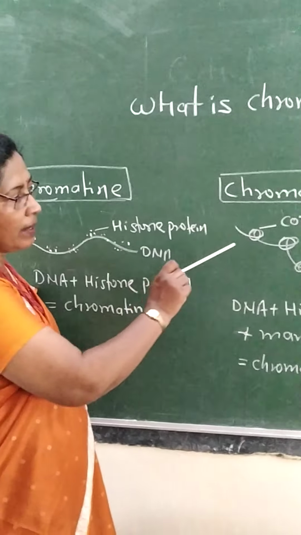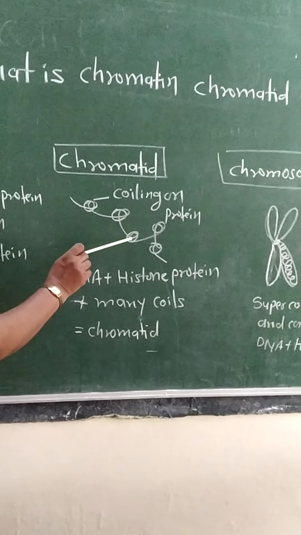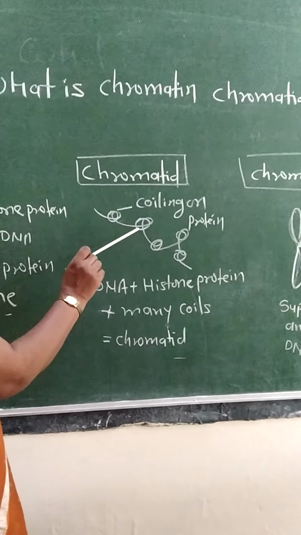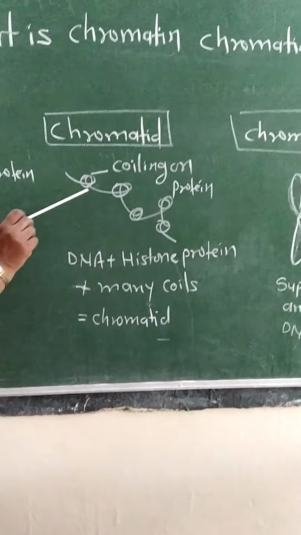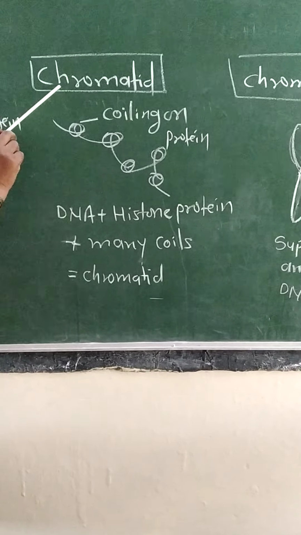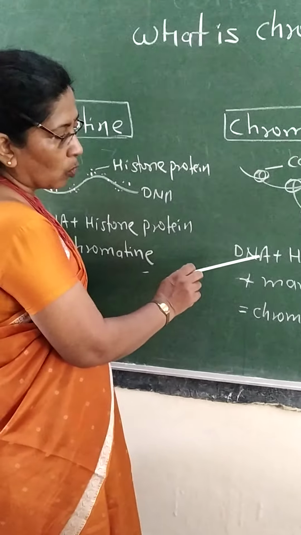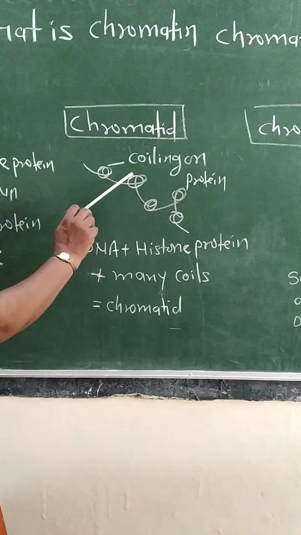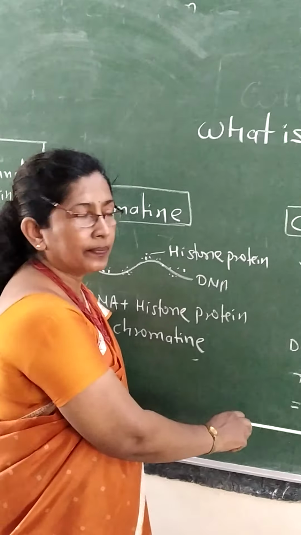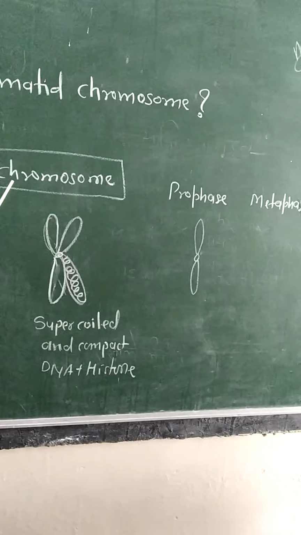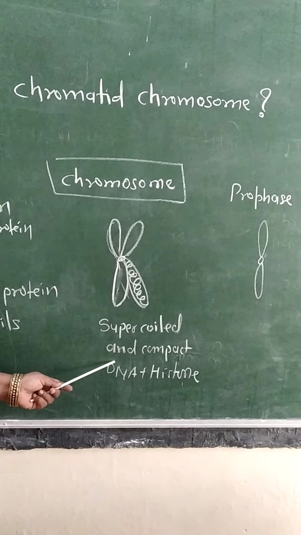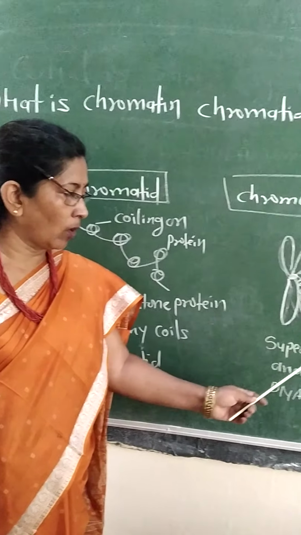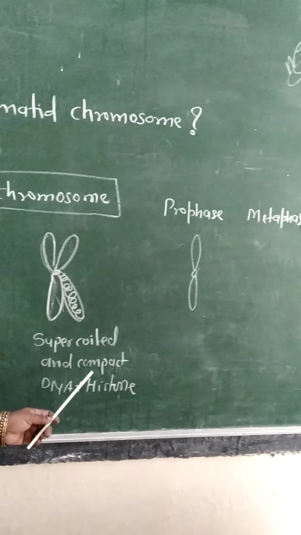When this DNA molecule coils around the histone protein, the coiling and coiling of histone protein gives a different shape to this DNA molecule, and this structure is called chromatid. So what is chromatid? Chromatid means DNA plus histone protein plus many coils. This type of structure is called chromatid. Now what are chromosomes? Chromosomes are the super coiled and compact structure of the DNA and histone. It is the super coiled structure of DNA and histones.